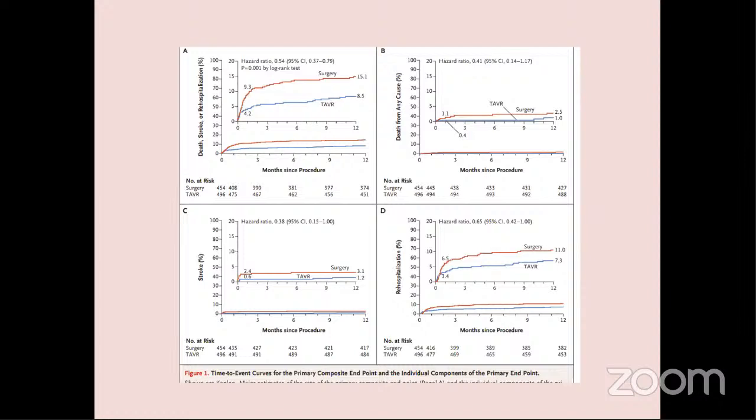Death from stroke. Stroke. Right, it's a composite, right or not? Yes. It's a composite, so what was the driver? The stroke. Clear? Yes. Then look at rehospitalization. There is a huge difference between them.